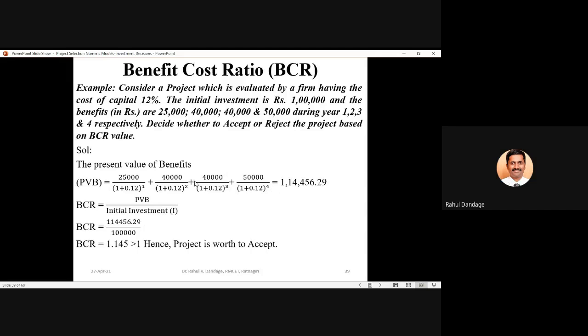So this, if we calculate, you can also calculate and cross check the value. It should come out to be approximately 1,14,456.29 rupees. Now this present value of benefits is divided by the initial investment, which is given as 1 lakh. So obviously you can see the present value of benefits is more than the initial investment. So we are getting the benefit cost ratio equal to 1.145, and since this value is greater than 1 and only one project is under consideration, the decision is whether to accept or reject the project. So we will say the project should be accepted.